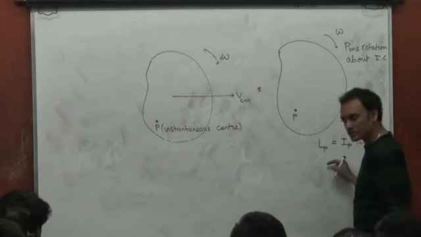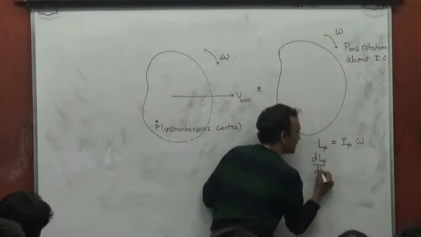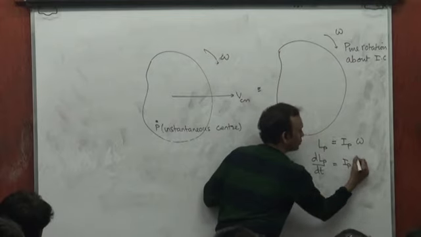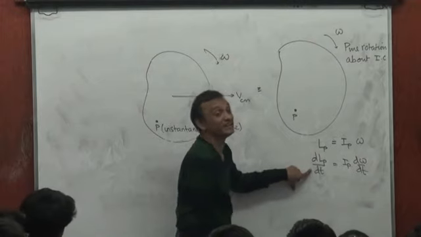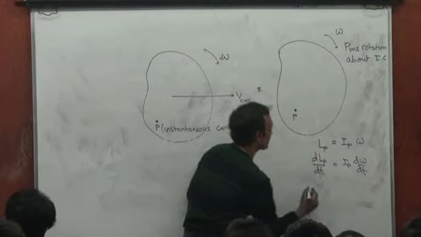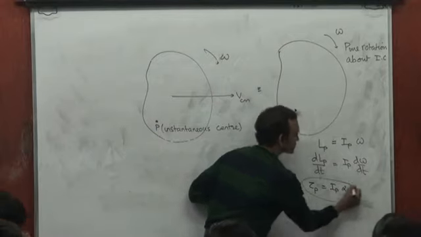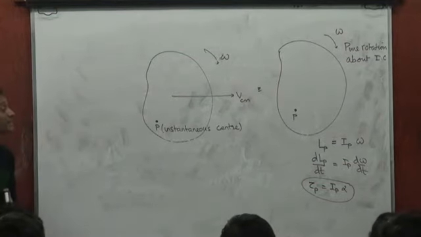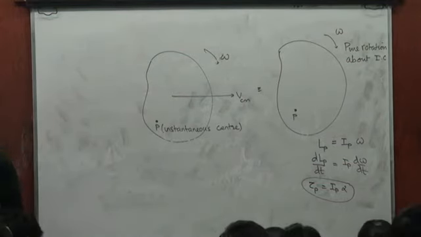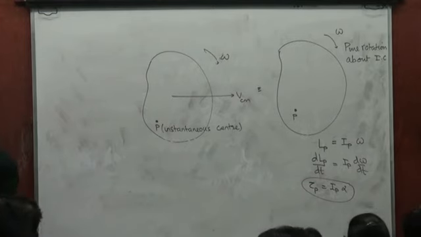Now I differentiate both sides with respect to time. dL_P/dt is I_P into d omega/dt. But dL_P/dt is torque about P. So torque about point P, which is the instantaneous center, is I about the instantaneous center into angular acceleration alpha. It means tau equal to I alpha could be applied about the instantaneous center. Yes or no? Write down.